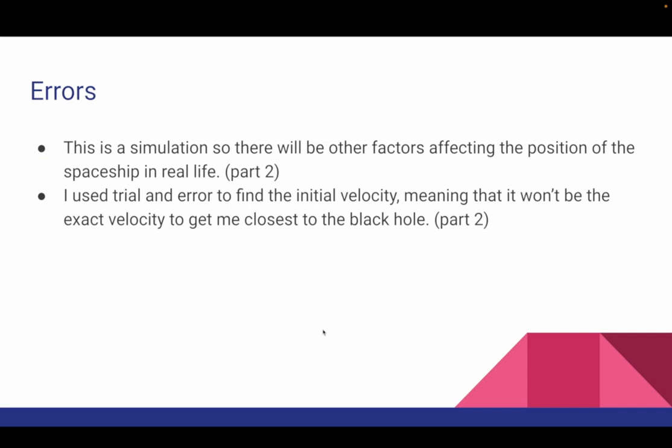So the errors in the lab are that it's a simulation, so in real life there's going to be other factors affecting the position of the spaceship. And also, for part 2, I used trial and error to find the initial velocity, which means that it won't be the exact velocity that I need to get closest to the black hole.